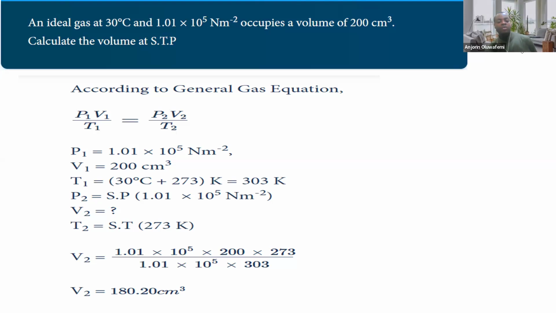Now, when we plug in those values, I will make V2 the subject of the formula. What we end up having is a final volume of 180.20. So when you use your calculator, you can actually get this value out. Okay, all right.